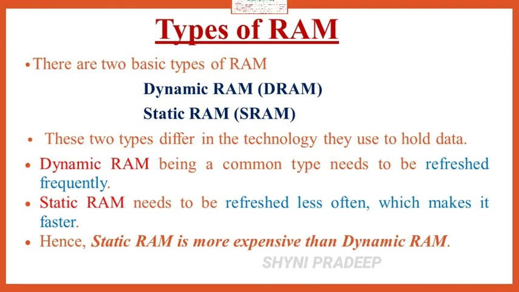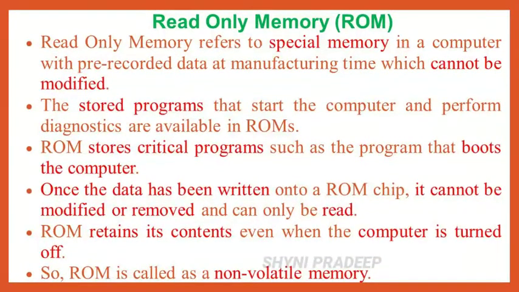Okay. Next let us see about read-only memory, ROM. Read-only memory refers to special memory in a computer with pre-recorded data at manufacturing time which cannot be modified. Which means in this memory the data and programs are pre-recorded at the manufacturing time. You cannot change that data. Once the data has been written onto a ROM chip, it cannot be modified or removed and it can only be read. Okay. So once the data has been written in the ROM chip, it cannot be modified and cannot be removed, but you can read that data.